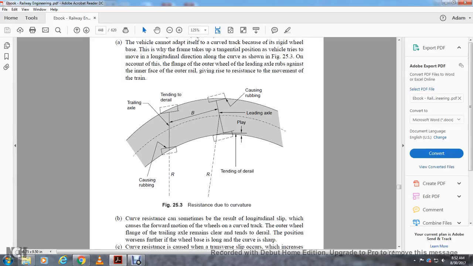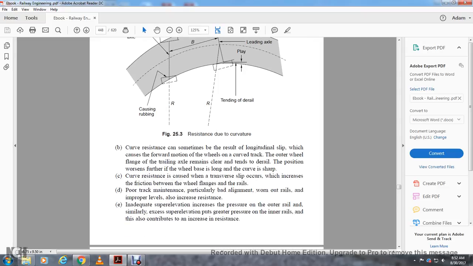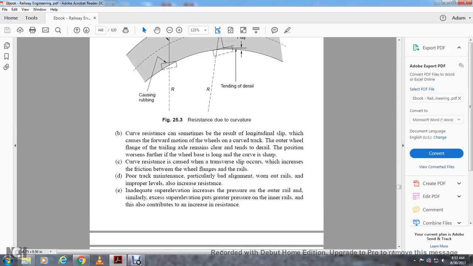Figure 25.3 shows the resistance due to the curvature. You have the leading axle causing rubbing and tending to derail, and the trailing axle. The curve resistance can sometimes be resolved with longitudinal slip, which causes the forward motion of the wheel on the curved track. The outer wheel flange of the trailing axle remains clear and tends to derail. The position worsens further if the wheelbase is long and the curve is sharp. The curve resistance is also caused by the transverse slip of the wheels, which creates friction between the wheel flanges and rails. Poor track maintenance, particularly bad alignment, worn out rails and improper levels, also increases resistance. Inadequate superelevation increases the pressure on the outer rail, and similarly excess superelevation puts greater pressure on the inner rail and also contributes to increased resistance.